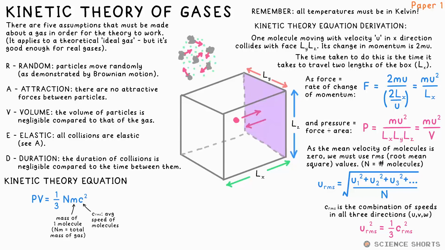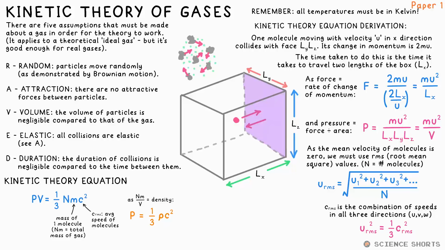Multiplying this equation by the number of molecules, big N, gives us the pressure of the whole gas. Rearranging, we can see that PV is equal to a third N m c_rms squared. Remember, m is the mass of one molecule, not the mass of the gas. However, big N times m does give us the total mass of the gas. So that's why we can replace Nm over V with the density of the gas. So P is equal to a third rho c squared.